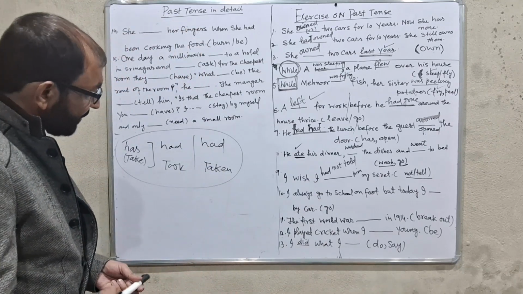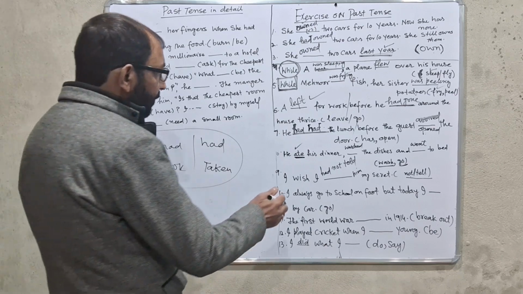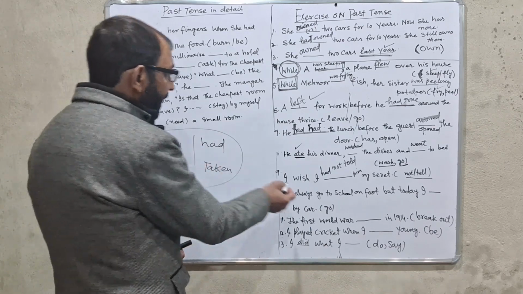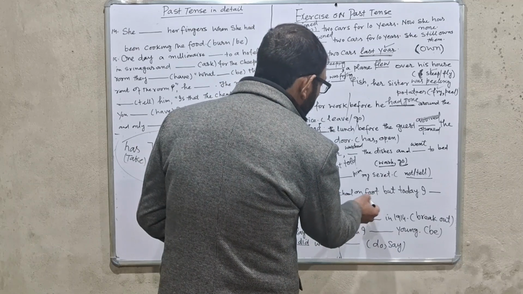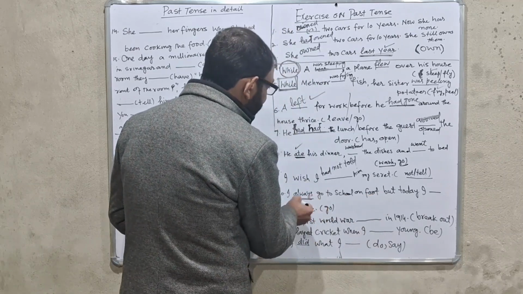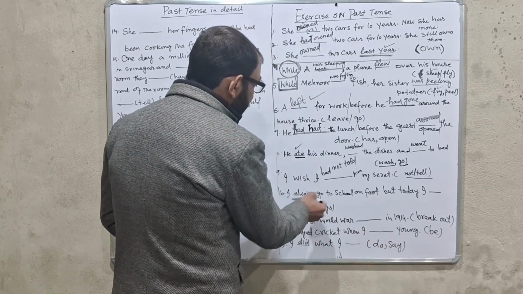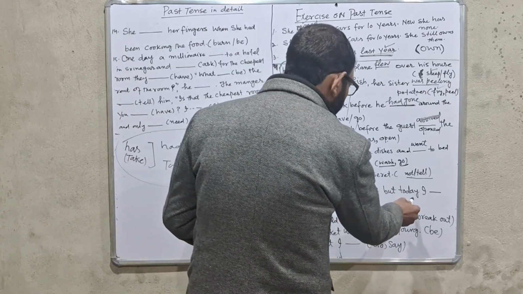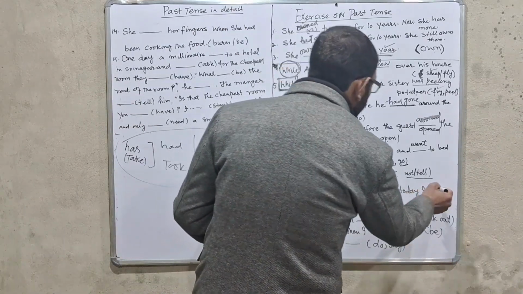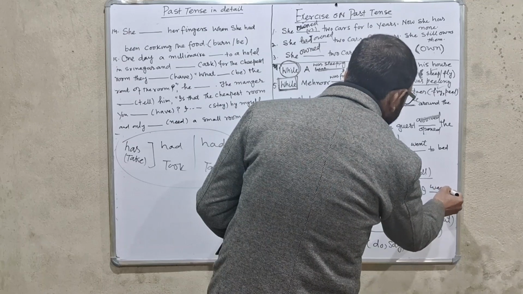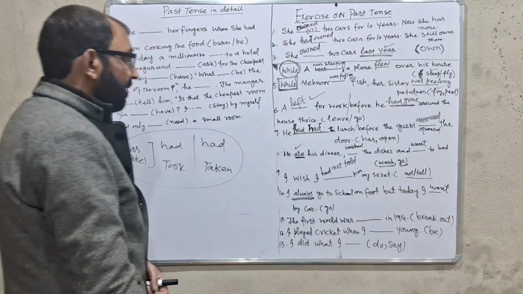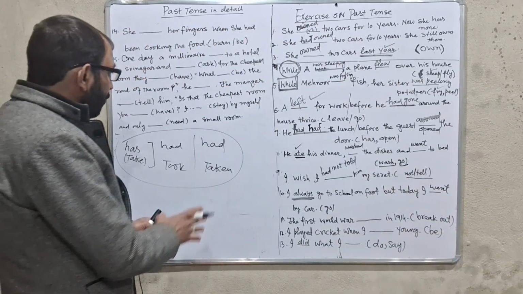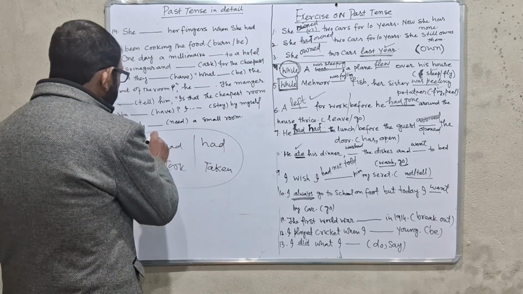Number 10. I always go to school on foot. This example has been shown by me. I always go to school on foot. Always implies present simple tense. It is a time indicator for present simple. But today, I dash by car. I went by car. But today I went by car. Today doesn't mean now. Today means any period in the day.